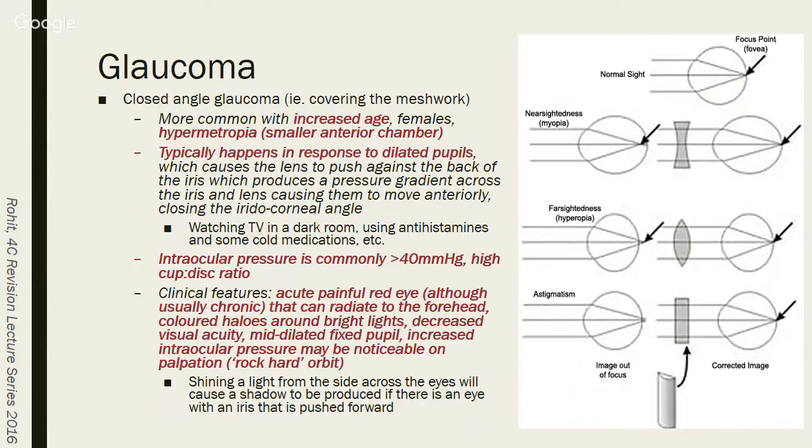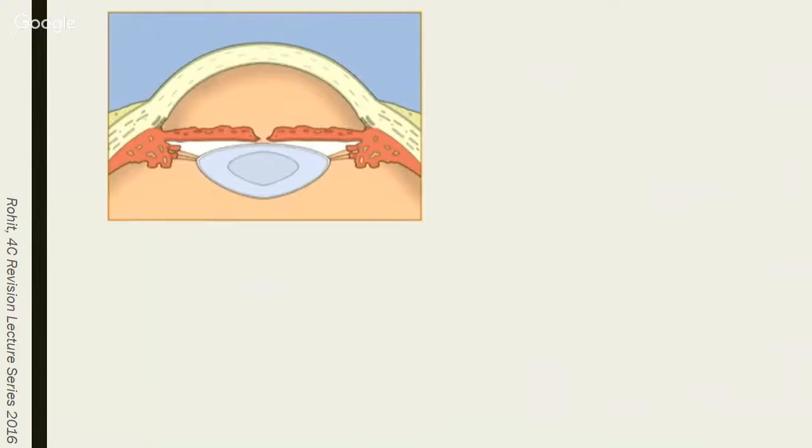So closed angle glaucoma is a little bit different. I think it's best seen with a picture. So this is our normal eye, and our fluid drains through these areas and around the iris and the pupil, and then back into the anterior chamber. If the pupil is dilated for some reason, if you're in a dark room watching TV or something like that, and the iris gets plastered against the lens, what happens is that the fluid can't drain anymore, okay?